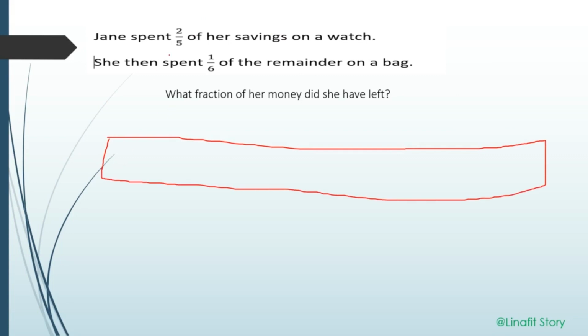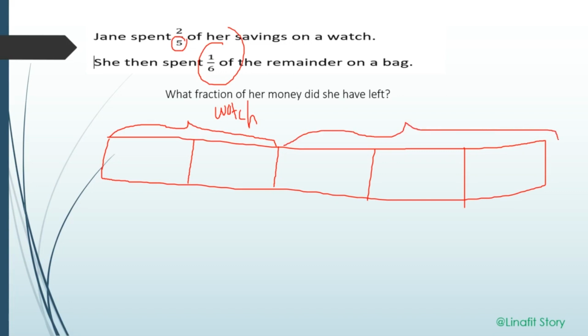this represents one whole. So over here is 2 out of 5. So we must divide it into 5 equal parts. So 1, 2, 3, 4, 5. So 2 out of 5 of our savings on the watch. So this is for the watch. And after that, she then spent 1/6 of the remainder on the bag. Okay, so as you may see here, the remainder is 3 units only.